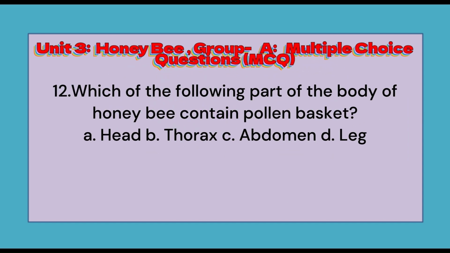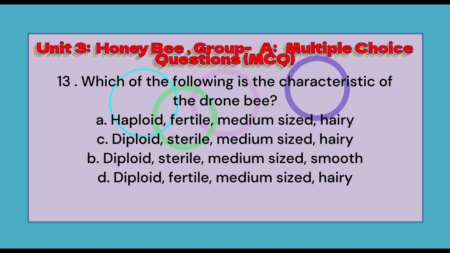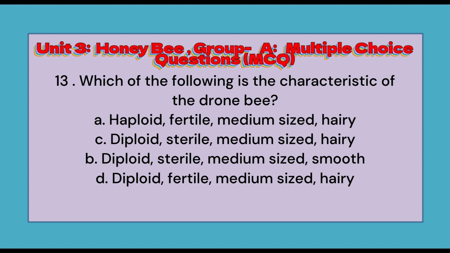12. Which of the following part of the body of honey bee contain pollen basket? A. Head. B. Thorax. C. Abdomen. D. Legs. Correct answer: D. Legs. 13. Which of the following is the characteristic of the drone bee?